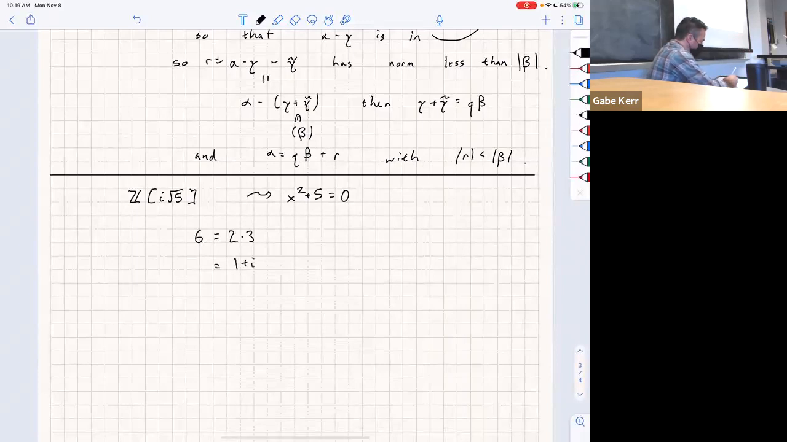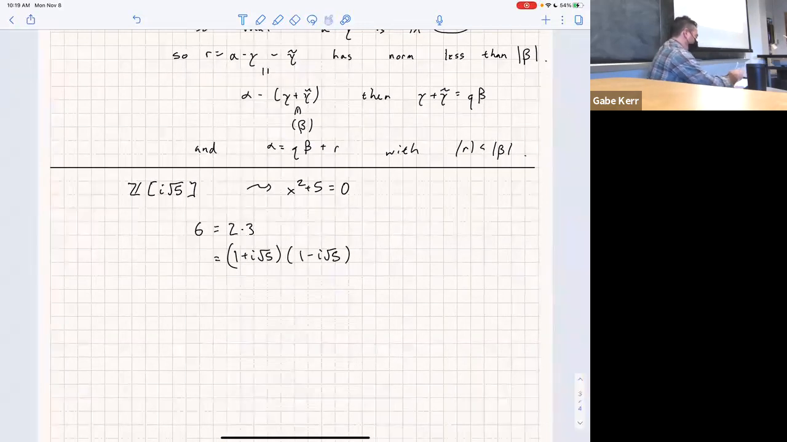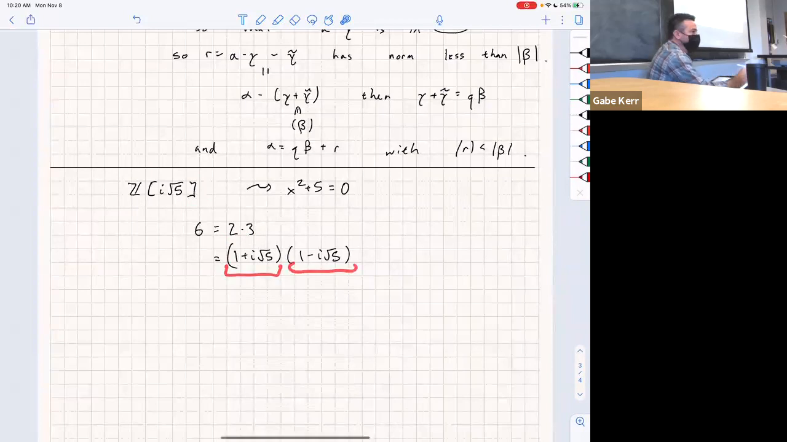Also, 6 is 1 plus i times the square root of 5, times 1 minus i times the square root of 5. And what this says is that each of these guys is irreducible. 2 and 3, they're irreducible. I can't further factor 2 in this ring. Same with these. These are as factored as they get. I can't find smaller factors. They're irreducible elements.